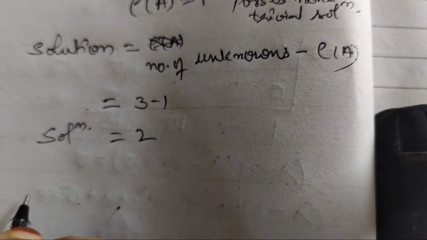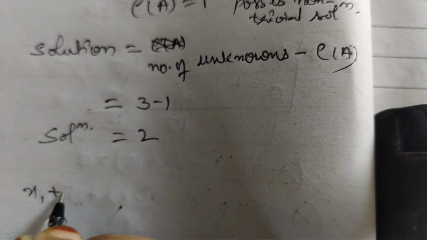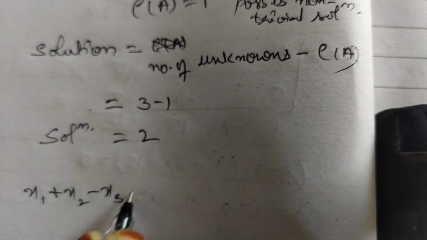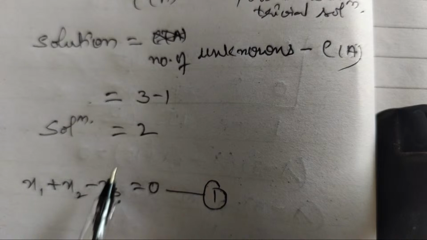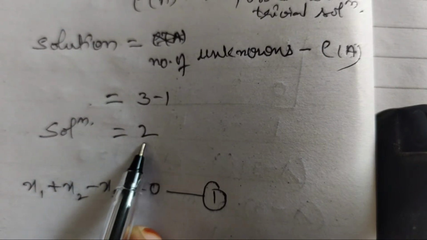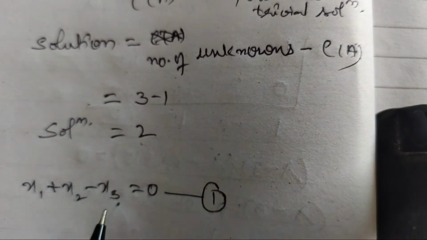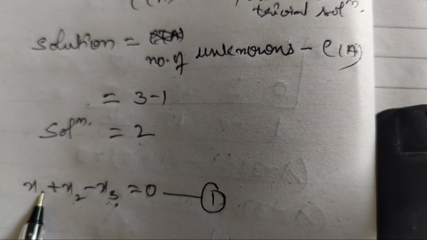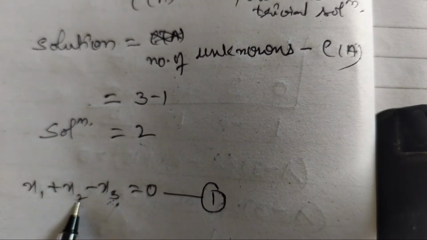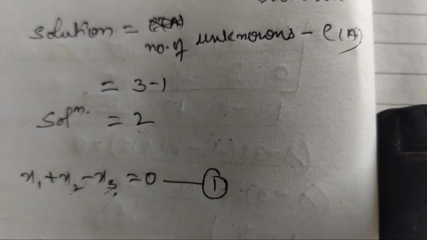x1 plus x2 minus x3 is equal to 0. Call this equation number 1, where two solutions are there. So we have to assign two arbitrary constant values to any of x1, x2 or x3. You are going to assign any arbitrary constant.